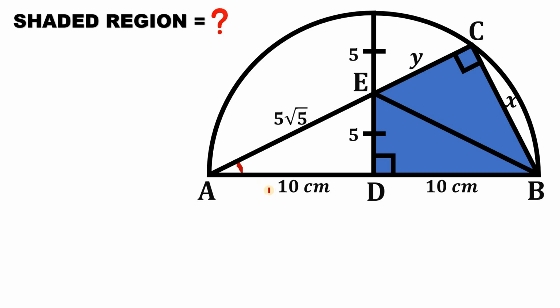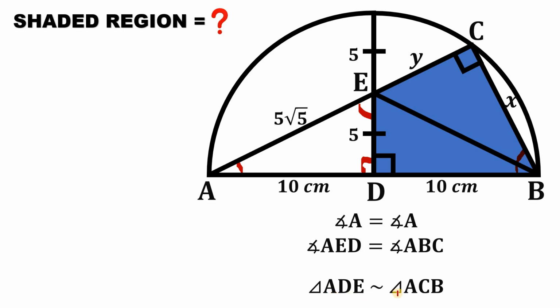Now, notice angle A is congruent to angle A for sure, by the reflexive property. And since we have here two right triangles, triangle ADE and triangle ACB, if angle A is the same as angle A, therefore angle AED is equal to angle ABC. It follows that triangle ADE is similar to triangle ACB. Since they are similar, we can use their similarity to solve for the values of x and y.